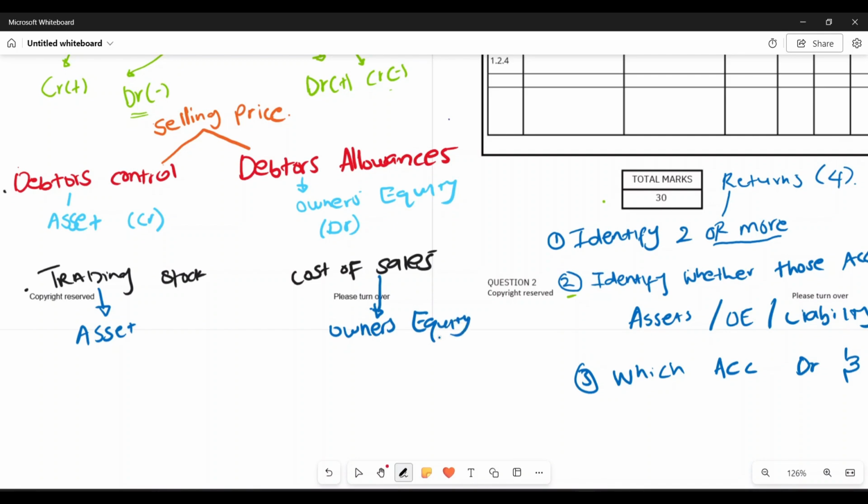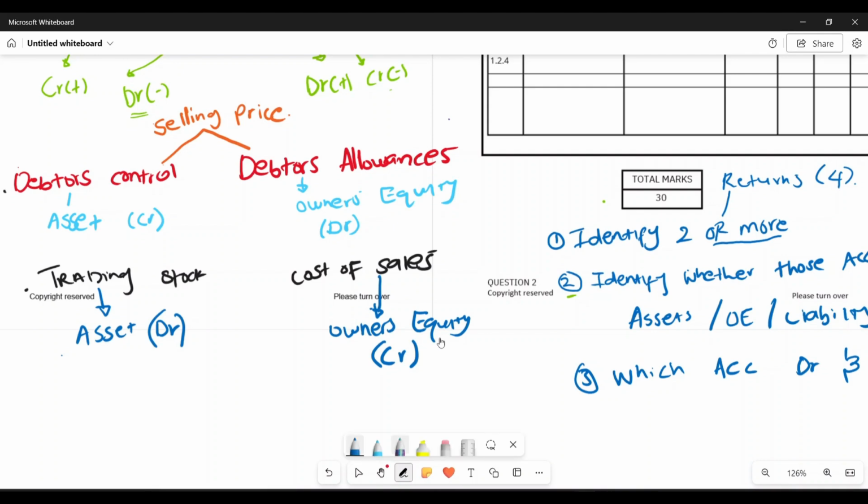Now, whenever I'm returning something to you, remember, trading stock is what you're selling. And if I return that thing to you, would your trading stock increase or decrease? Your trading stock would increase, because you would be receiving that trading stock that you sold before. So as a result, this account would be debited, meaning that our cost of sales account would be credited.